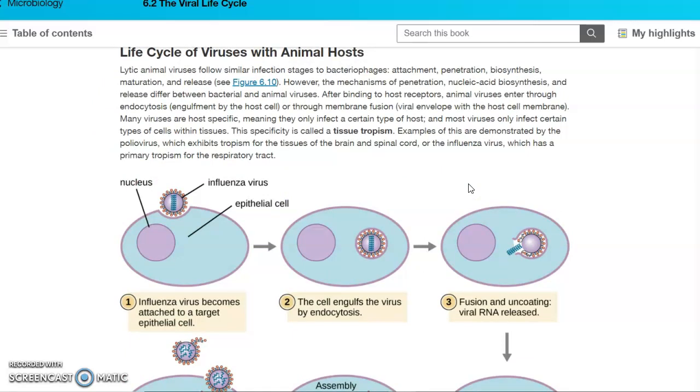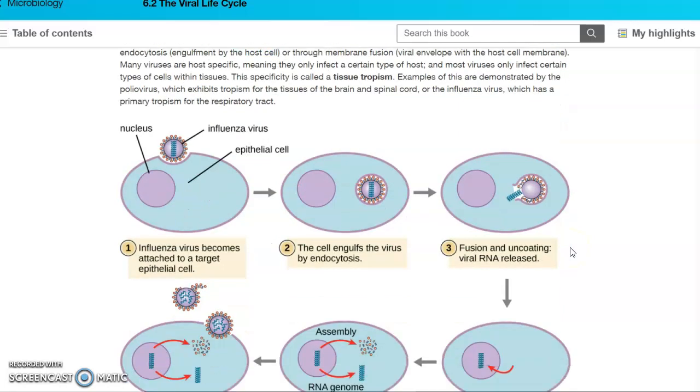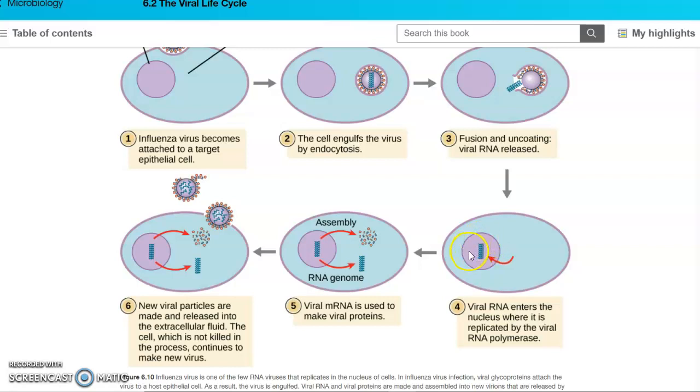If we take a look at this figure, we've got an animal cell and the influenza virus. The influenza virus attaches, so we still have that attachment process. But in this case, the cell engulfs the entire virus and brings it into the cell. So we're not just injecting the viral genetic material; the entire virus is incorporated into the cell. Then we get uncoating, where the viral RNA, the genetic material for the virus, is released. That viral RNA, in this case, enters into the nucleus. It's replicated by an enzyme called RNA polymerase and used to make the viral proteins.